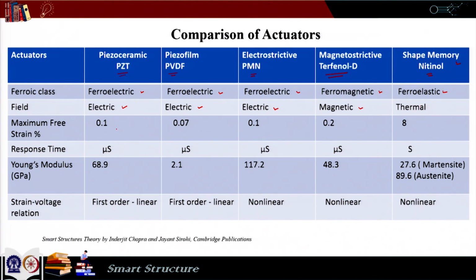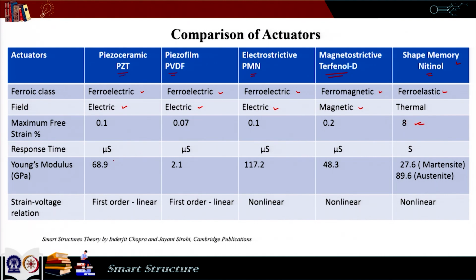Then if we look into free strain, the maximum free strain produced by piezoceramics is 0.1%, piezo films 0.07%, electrostrictive PMNs 0.1%, magnetostrictive materials 0.2%, and shape memory alloy 8%. So, we can see that shape memory alloy has much more maximum strain as compared to the other materials.